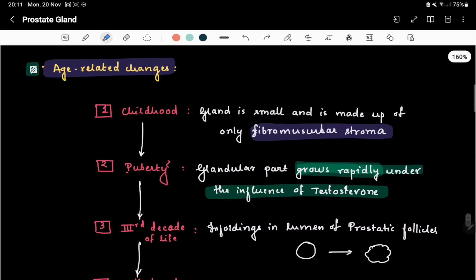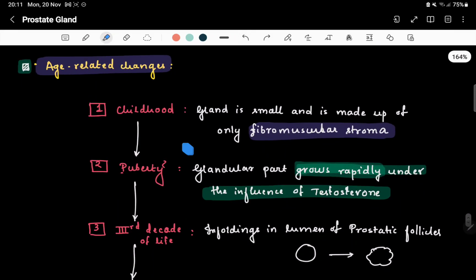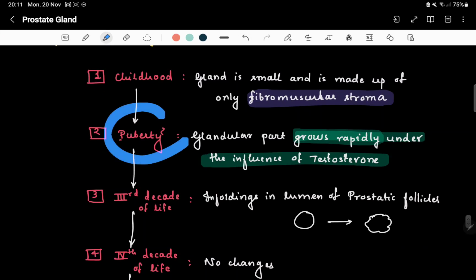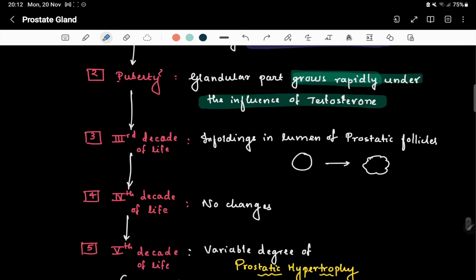What are the age-related changes? In childhood, the gland is very small and is made only of fibromuscular stroma. At puberty, the glandular part grows rapidly under testosterone influence. In the third decade of life, about 30 to 35 years of age, there are infoldings in the lumen of the prostatic follicles. The prostatic follicles are enfolded like this.